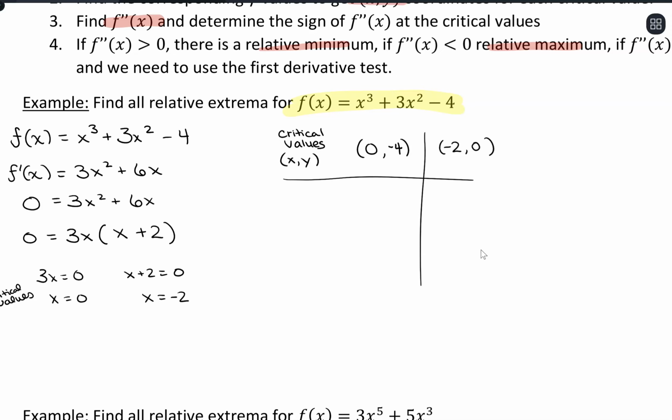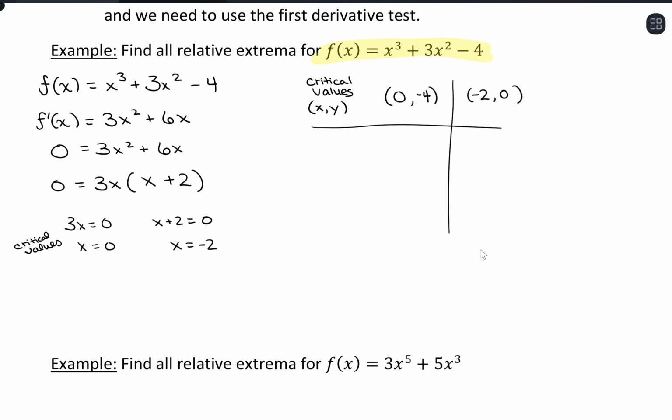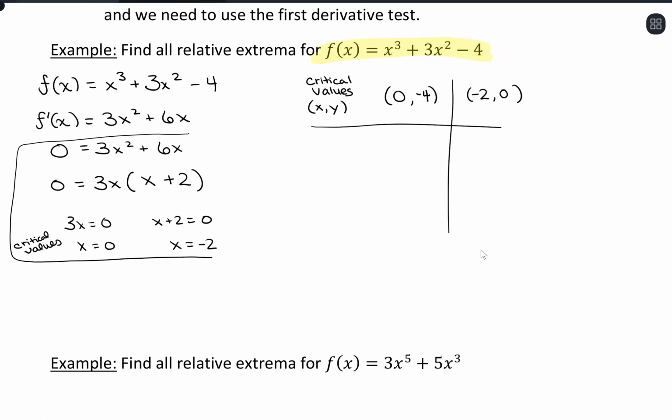So now what we want to do is evaluate each of those points at the second derivative. We did this work for finding the critical values. What I want to do is take my first derivative and change it to a second derivative function. So for 3x squared, the derivative would be 6x, plus 6x, the derivative would just be 6.